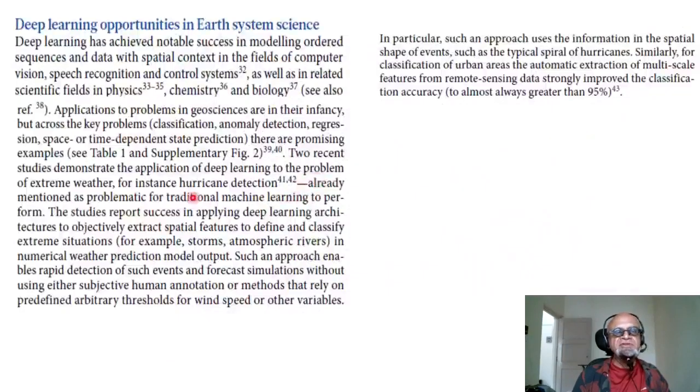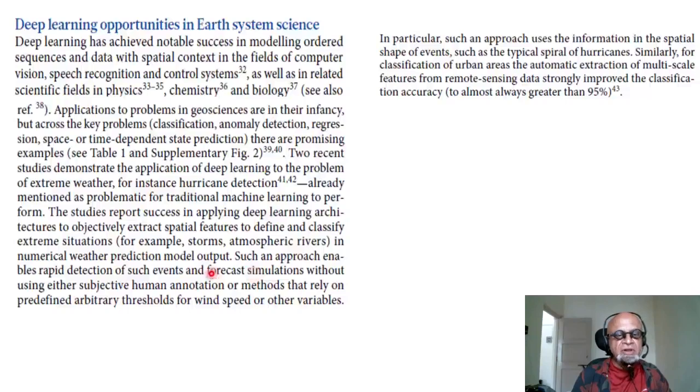Two recent studies demonstrate the application of deep learning to problems of extreme weather, for instance hurricane detection, already mentioned as problematic for traditional machine learning to perform. So already you see the difference between machine learning and deep learning. Deep learning actually does go well beyond machine learning. The studies report success in applying deep learning architecture to objectively extract spatial features to define and classify extreme situations, for example storms and atmospheric rivers. If you don't know what that is, don't worry, I've covered it elsewhere, you can look it up.